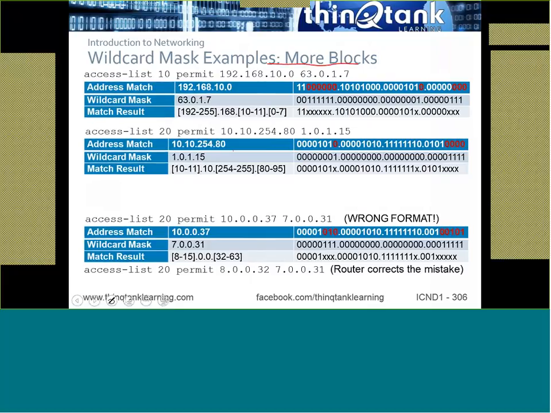What about this example? This is where we start to get into some of the interesting things, right? 192 with a 63, meaning the last 6 bits, we don't care about. The first 2 bits are fixed at 1, 1. So it's going to match anything from 192 to 255. In the second octet, it's an exact match. In the third octet, it's 10. With the last bit, I don't care, so that bit can be a 0 or 1, which means 10 or 11, and so on.